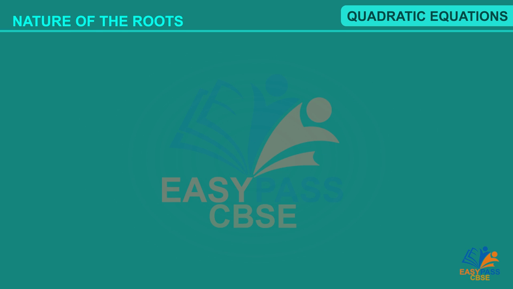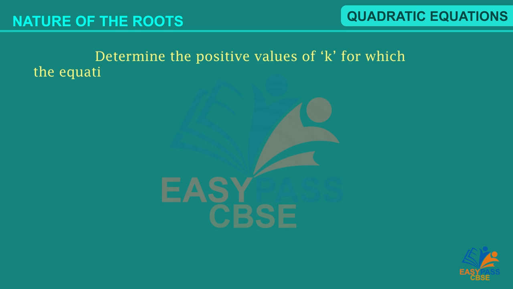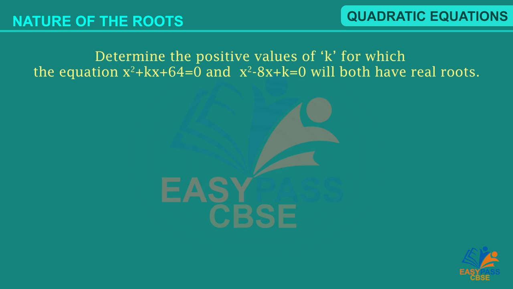Now we have another model and the same concept. Determine the positive values of k for which the equation x square plus kx plus 64 equal to 0 and x square minus 8x plus k equal to 0 will both have real roots. Okay. Now, given that x square plus kx plus 64 equal to 0 and x square minus 8x plus k equal to 0.